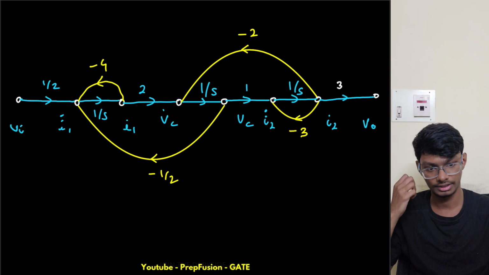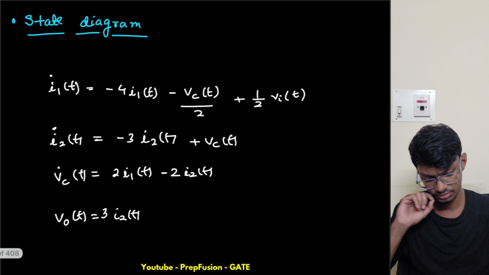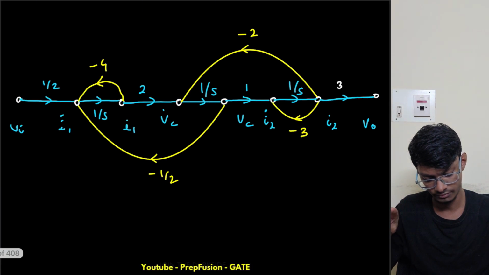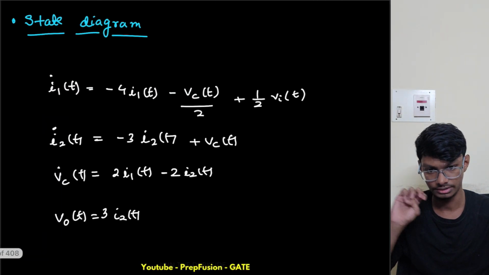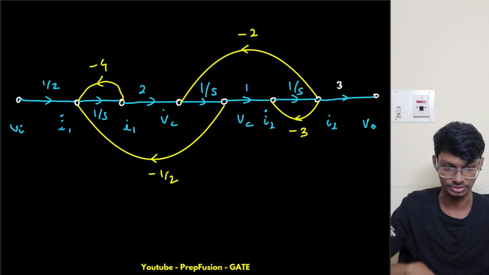So yeah, I think that's it. Okay, this is VC by 2, and this is i1. Basically that's it for this state diagram. That's it for this question.